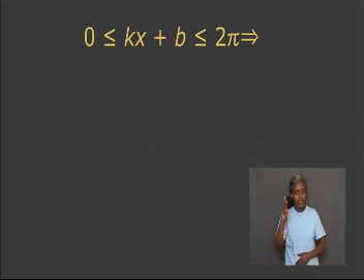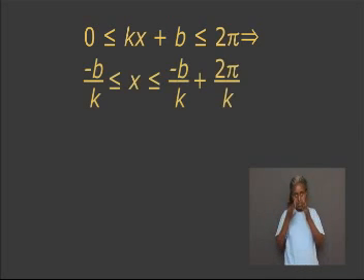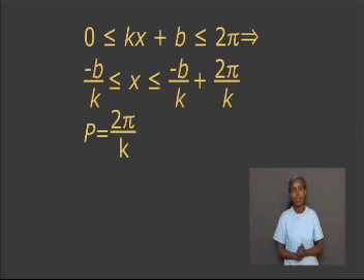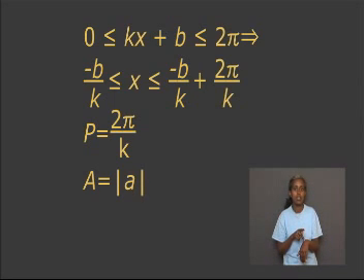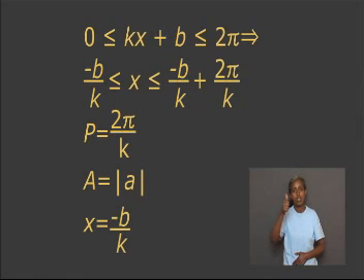If k times x plus b varies from 0 to 2 pi, then we determine that the value of x varies from negative b over k to negative b over k plus our period of 2 pi over k. In order to draw our graphs, we determine the period, the amplitude, and the phase shift, which is also the point where the line crosses the x-axis.